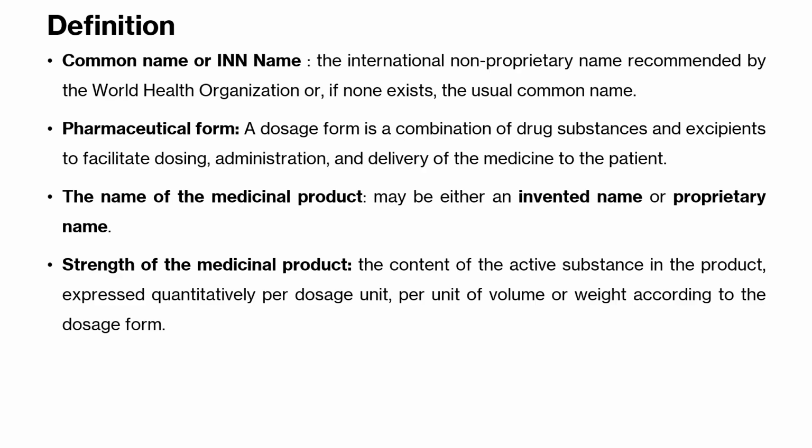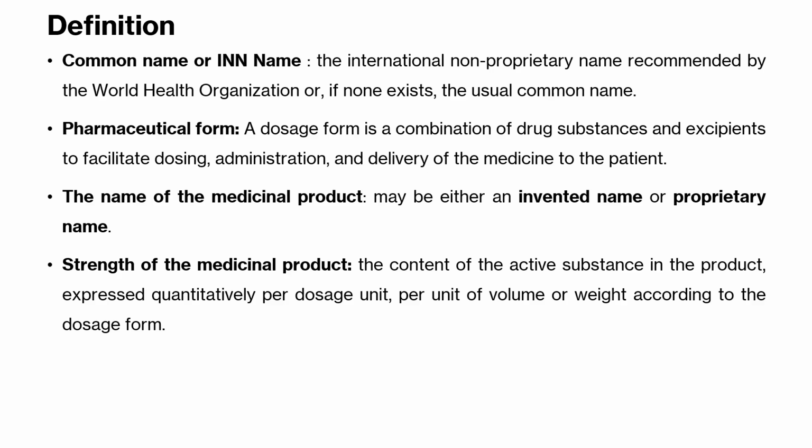The international non-proprietary name recommended by the WHO is known as a common name or the INN name. A dosage form is a combination of the drug substance and excipients to facilitate the dosing, administration, and delivery of the medicine to the patient. The name of the medicinal product is either an invented name, proprietary name, or the trade name.